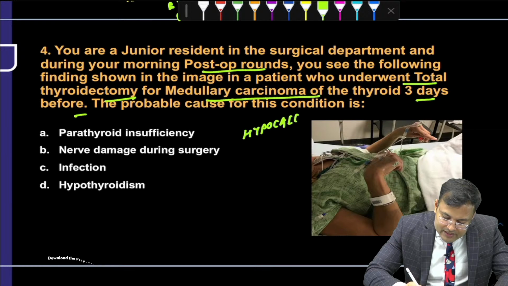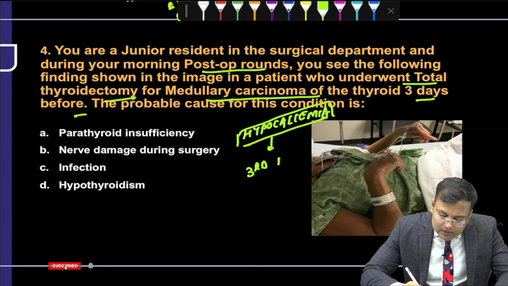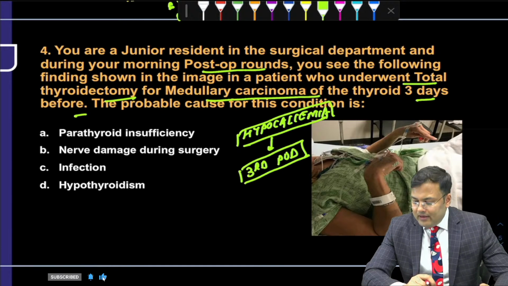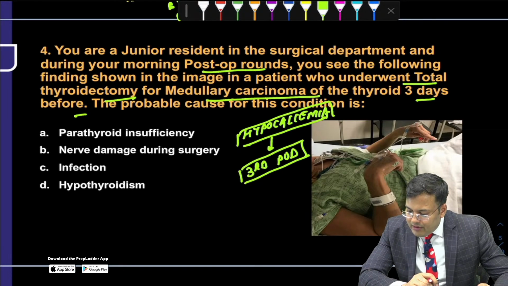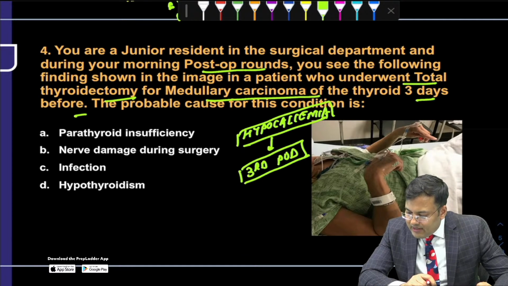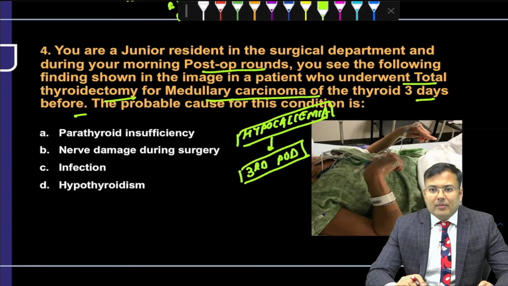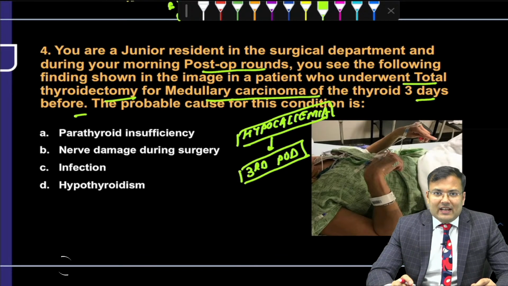Now can you tell me what is the correct answer here? Patient is manifesting hypocalcemia on which day? Third day. On third post-operative day. Tell me what is the cause. I'm waiting for your reply. Very good. Rahul, correct. Yes, all of you are correct. Everybody is marking option A, and option A is correct. There is parathyroid insufficiency.